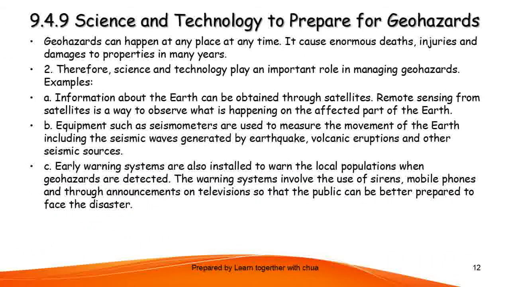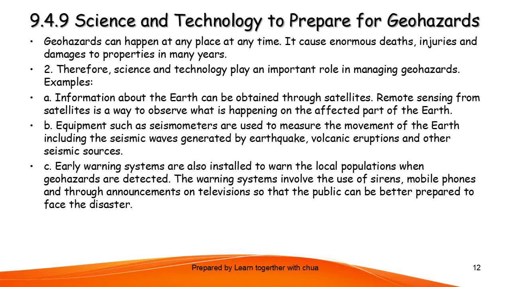Geohazards can happen at any place at any time. They cause enormous injury and damage to properties over many years. Therefore, science and technology play an important role in monitoring geohazards. For example, information about the Earth can be obtained through satellite remote sensing, which is a way to evaluate what is happening in the inaccessible parts of the Earth.